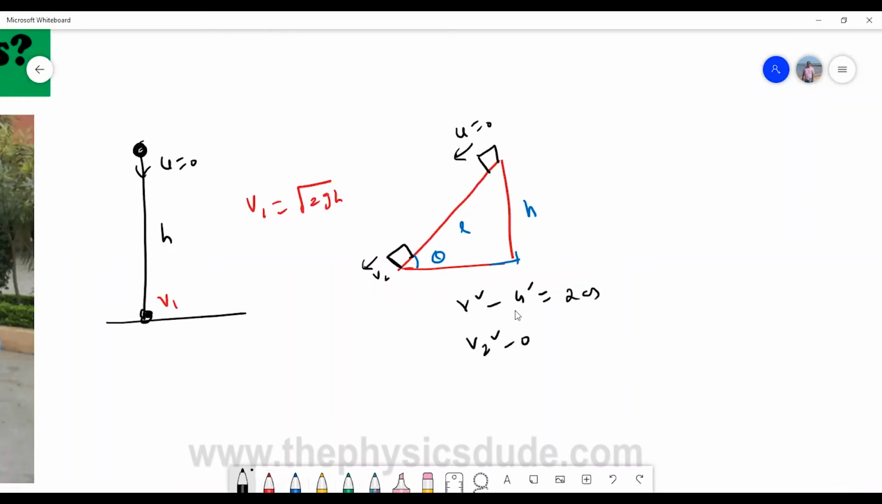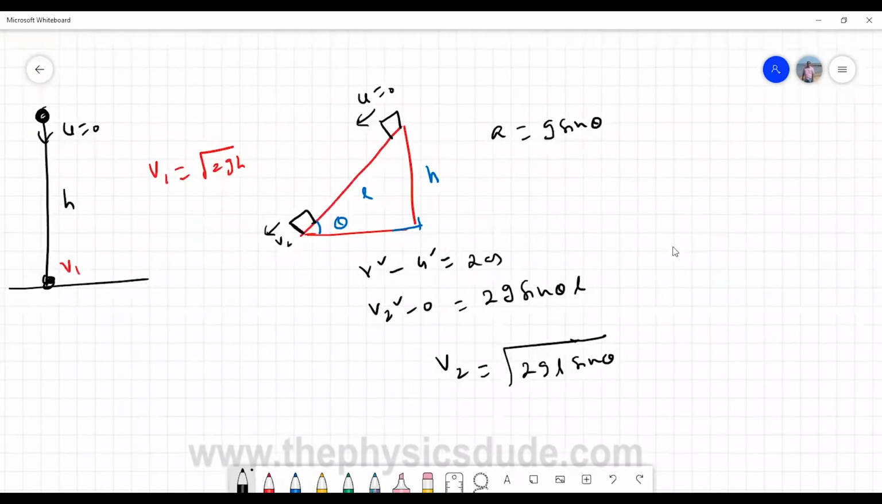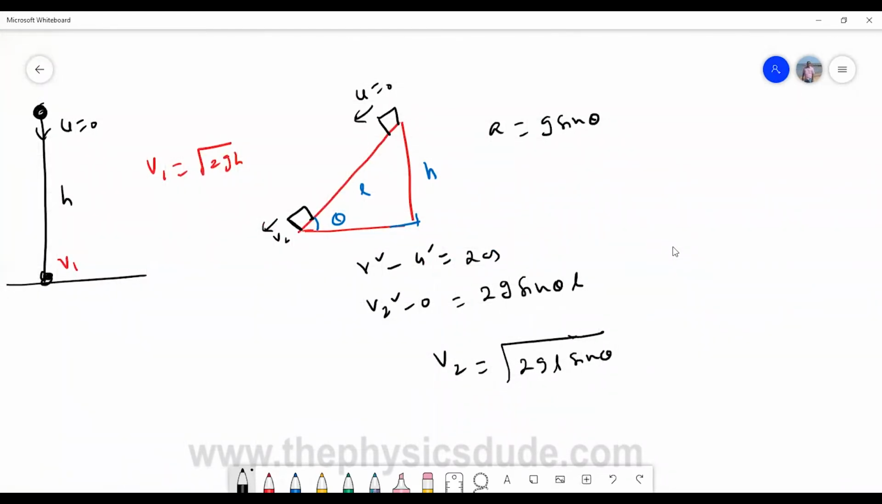So v² minus 0 is, and for an inclined plane, we all know that acceleration is g sin θ. So if I write 2g sin θ, and the distance traveled is l, then v₂ is root over 2gl sin θ. Now let me eliminate l and write it in terms of h.